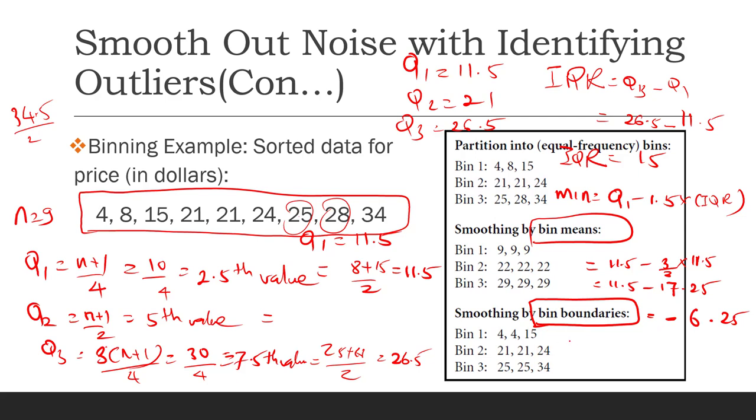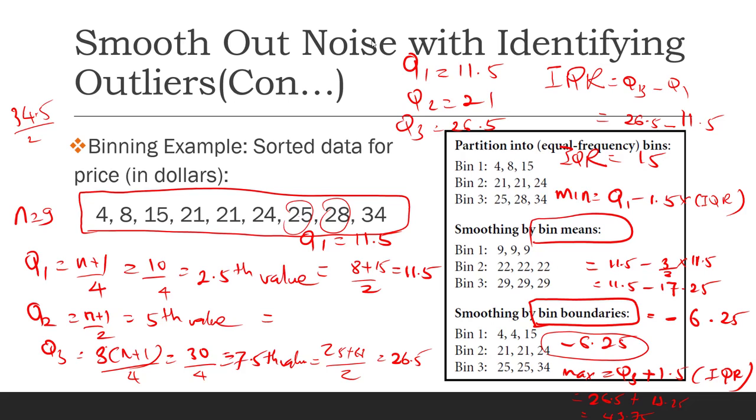So if there are any values below minus 6.25, we consider them outlier values, right? Similarly, you can find the maximum value: Q3 plus 1.5 times the interquartile range. What is the Q3? 26.5 plus 1.5 multiplied by, that is the same value, right? 17.25. So we can say around 43.75 is the limit. If there are any values above 43.75, we consider them abnormal values.